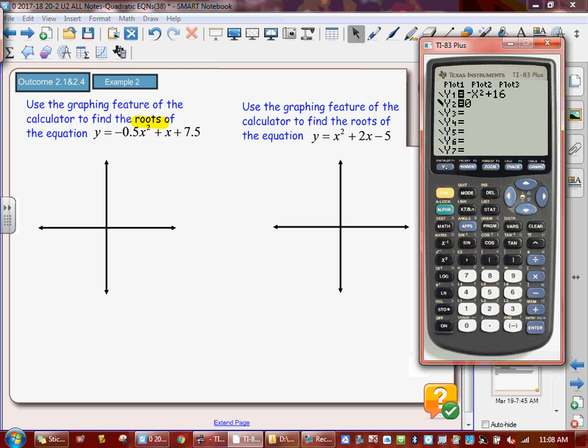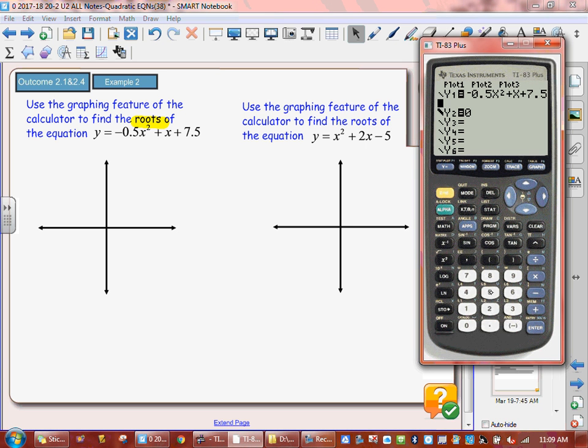So we need a negative sign. So we're going to have negative 0.5 x squared plus x plus 7.5. Okay, does everybody have their equation in? Do you have yours in, Philip? Go get it. All right. Hit graph. Now we're going to find where it touches x.